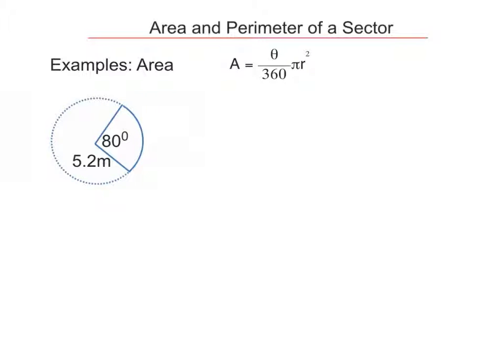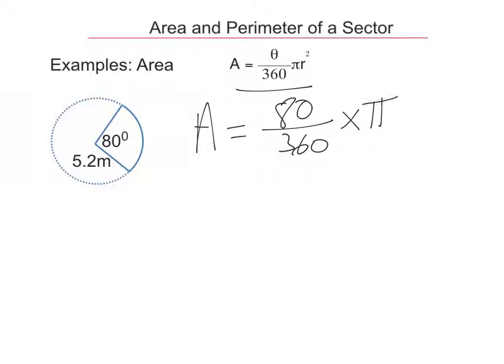So let's just do an example. In this example here, I've got a sector, which is 80 degrees in size, and the radius of it is 5.2 metres, and I'm going to work out the area. So the rule for the area is A equals theta over 360 multiplied by pi r squared. So the area will be equal to 80 degrees over 360 multiplied by pi multiplied by 5.2 squared.